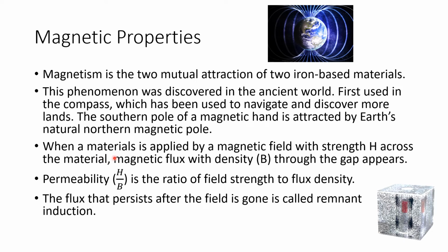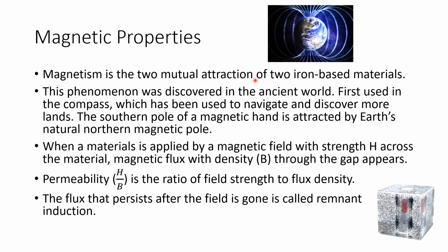Okay, so when a material is subjected to a magnetic field, we call the magnetic field strength H. That's just a symbol to describe the magnetic field strength H across the material. The magnetic flux density, we call that B. So that flux appears through the gap.